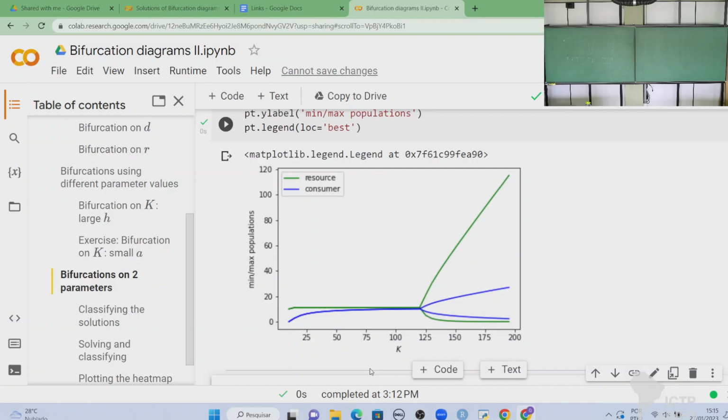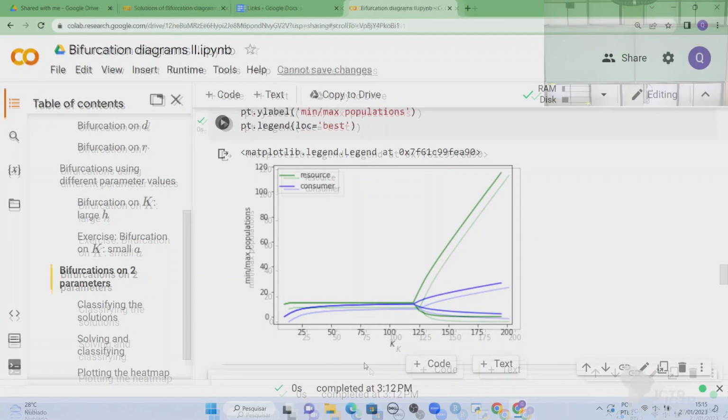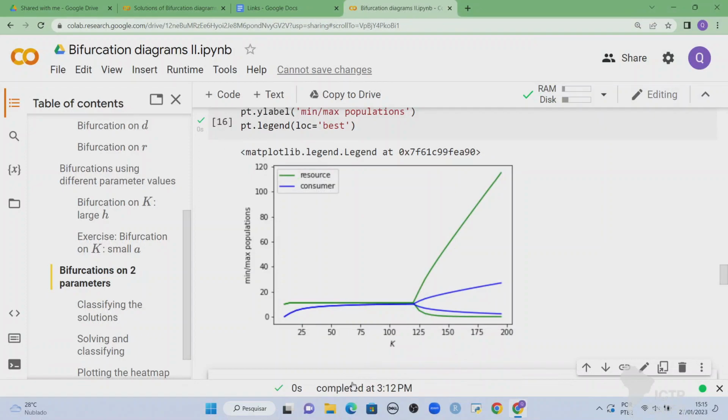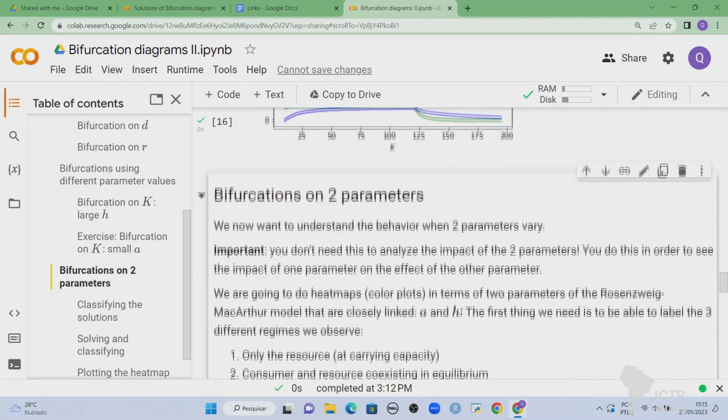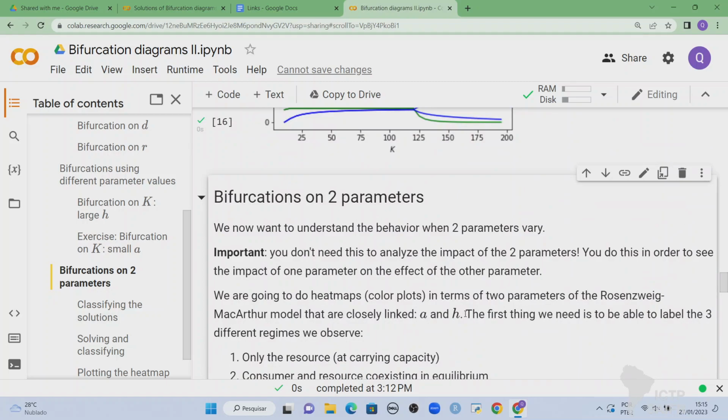These are the parameters of attack rate and handling time, because they are both involved in the functional response, and they kind of act together. One measures the saturation of the predation, that is the handling time, and the other how quickly you reach the saturation. So they kind of go together. So what I'm going to do now is look at bifurcations on two parameters.